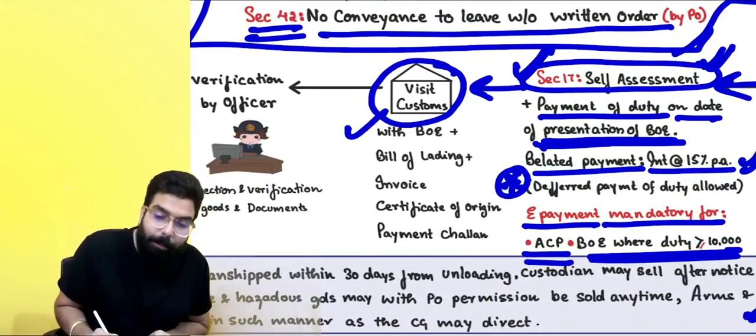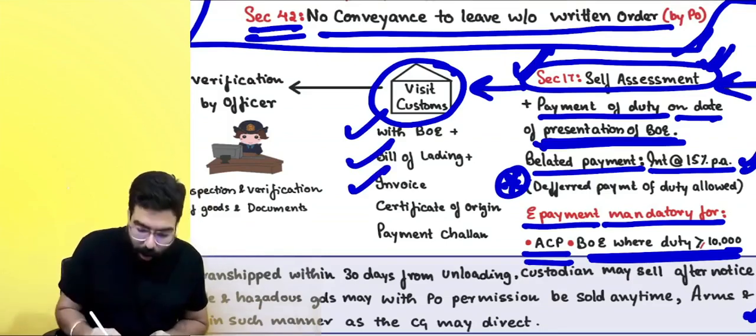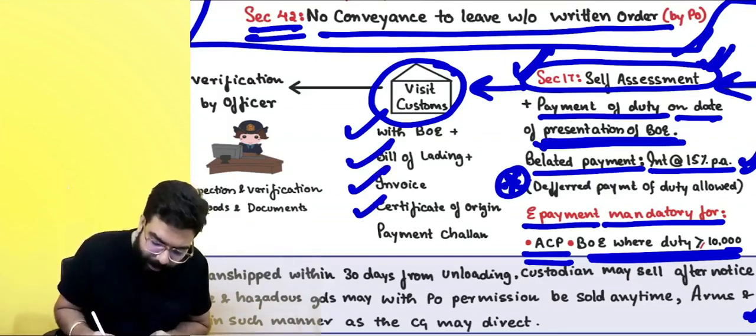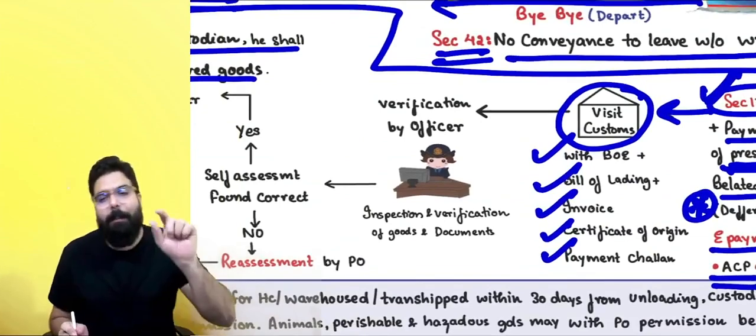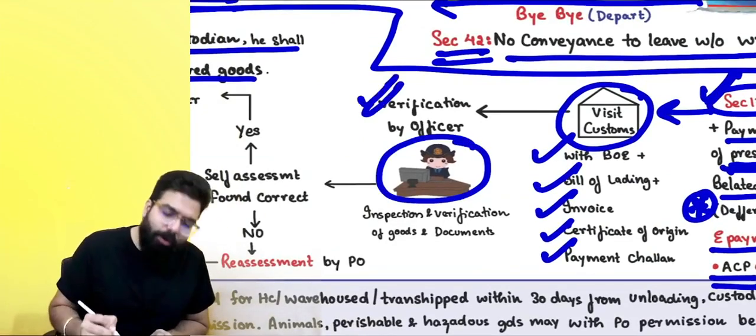Okay, sir. Now, after filing the bill of entry and making the payment, visit the customs. Along with your bill of entry, keep with yourself the bill of lading, invoice cum packing list, certificate of origin, and payment challan. Make a file and go to the officer. The officer will do the verification.